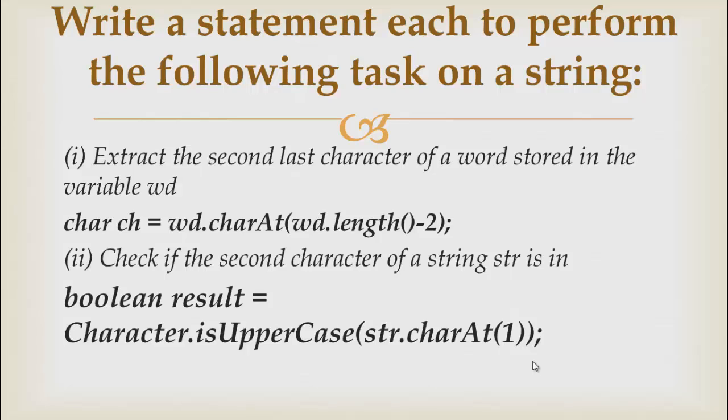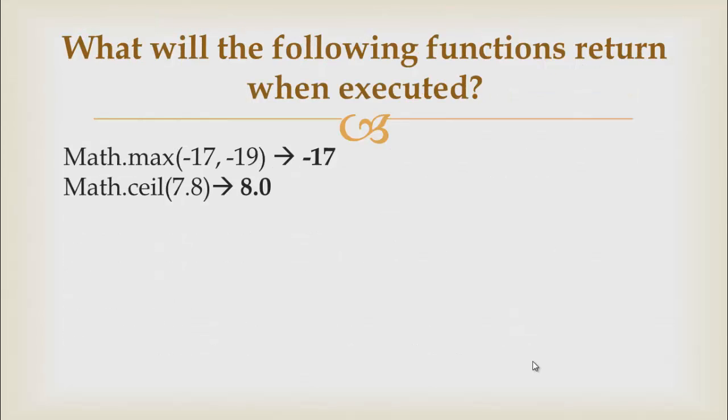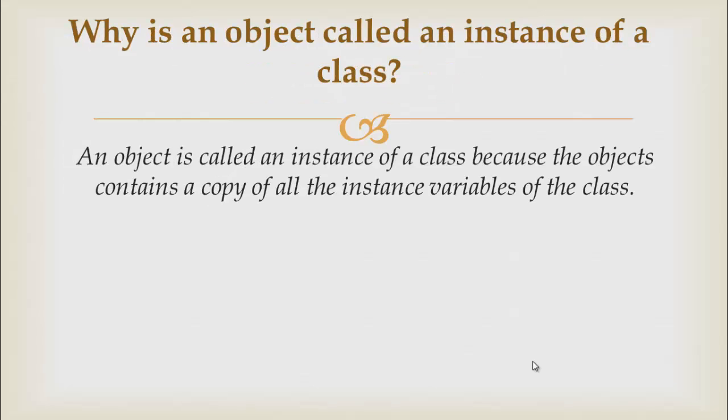Write a statement each to perform the following task on the string. Extract the second last character, so you can give wd.charAt(wd.length()-2) to extract the second last character. Check if the second character of the string is uppercase, with boolean result. You can give Character.isUpperCase(str.charAt(1)). Math.max of -17 and -19 will return -17. Math.ceil of 7.8 will return 8.0.